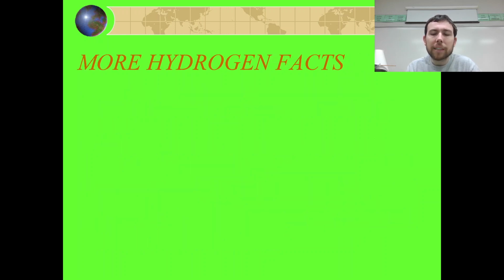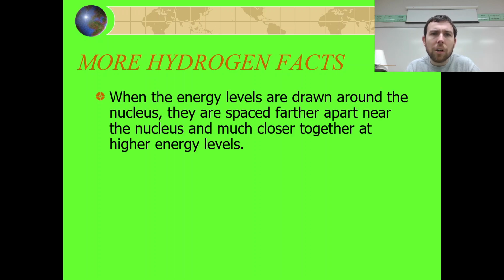Now, as we continue to look at hydrogen as an example here, what we see when the energy levels are drawn around the nucleus is that they are spaced farther apart near the nucleus and much closer together at higher energy levels. If you think about the Bohr model of the atom, typically n equals 1 takes up a specific amount of space, but then n equals 2 is pretty far apart. And think about the ladder that we referenced in the previous video, how the steps are uneven. Well, that's what we're trying to model and communicate here: once they get farther and farther from the nucleus, those energy levels start to get closer and closer to each other.